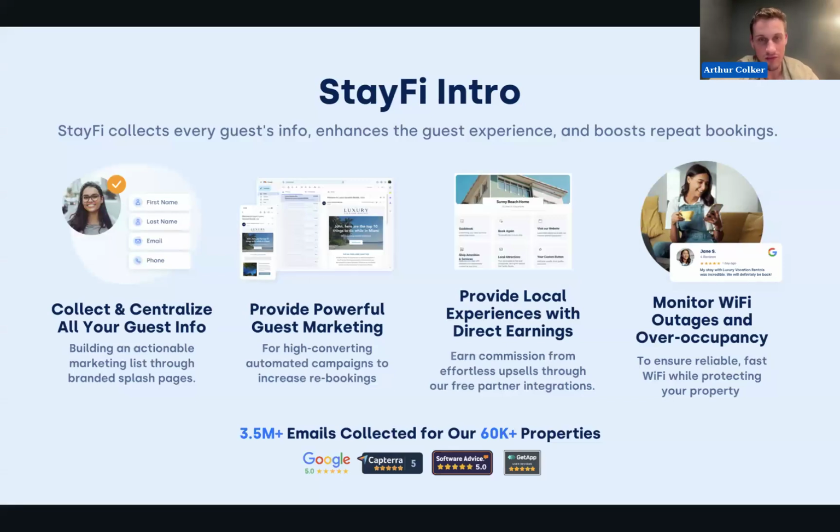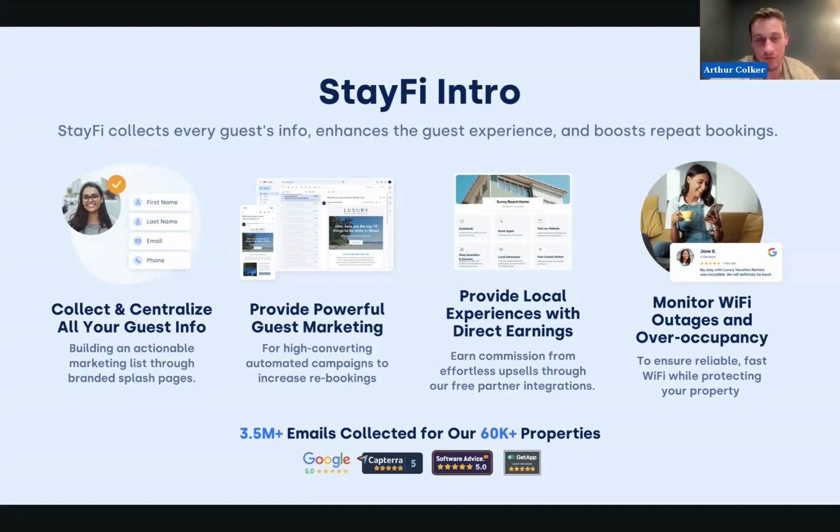We have a few different solutions in StayFi. The first is we use the Wi-Fi to help you collect data not just from the booker, but everybody staying in the vacation rental through a process just like you would have seen at a coffee shop or an airport or a hotel, where every single guest to get on the Wi-Fi has to go through a splash page with your branding on it and provide their name, email, and phone number to get online.